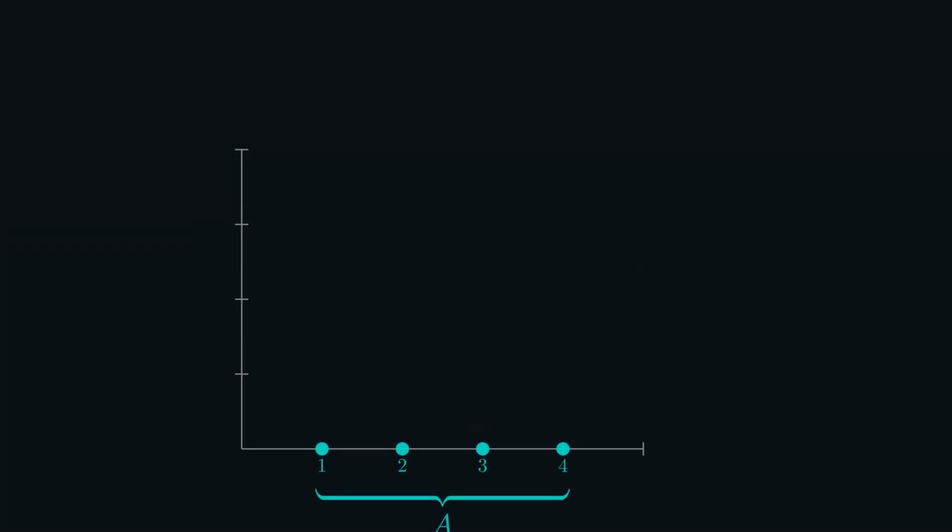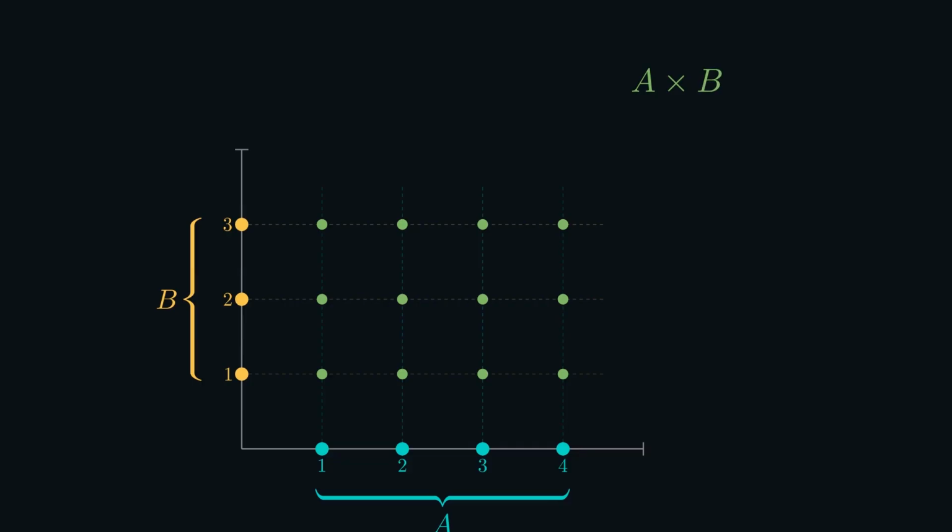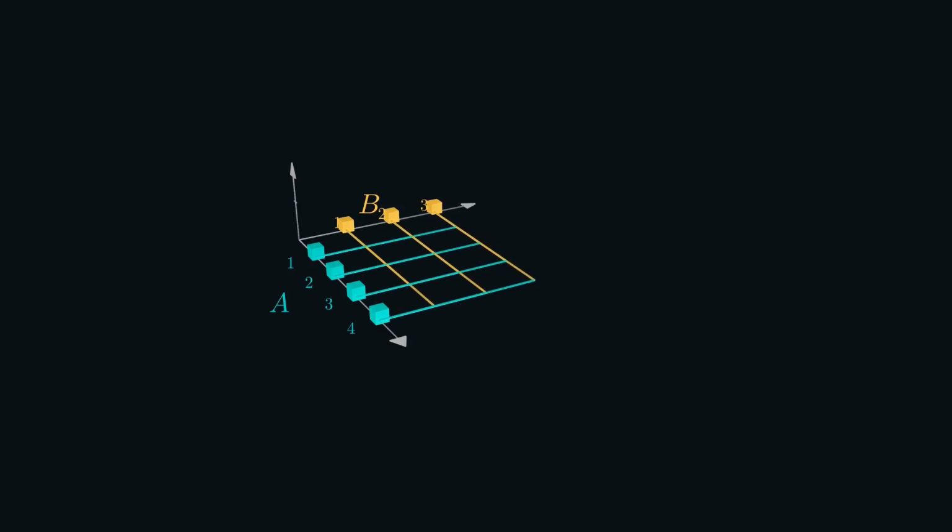Given two sets A and B, I can form a new set by taking every possible ordered pair where the first element comes from A and the second comes from B. This new set is called the Cartesian product of A and B, written A cross B. I can see it spatially.